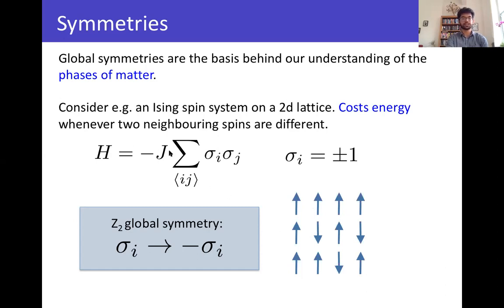Right? So this is a very conventional system. Everyone probably knows about this model already. It's clear that this model has a Z2 symmetry, because if I flip all the spins together, the Hamiltonian is invariant. Okay, now what are the phases of this model?